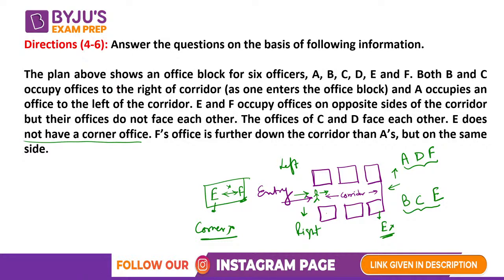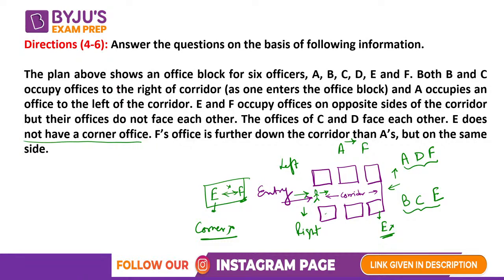Moreover, he says the E and F occupy opposite sides, but their offices do not face each other. The offices of C and D face each other. And F's office is further down the corridor than A. And C and D are facing each other's office.